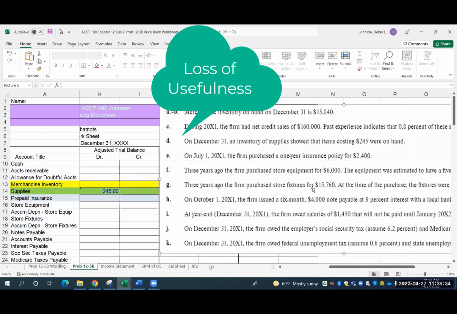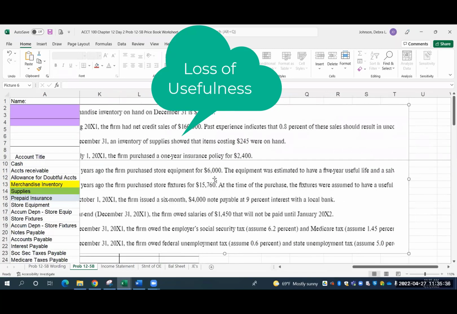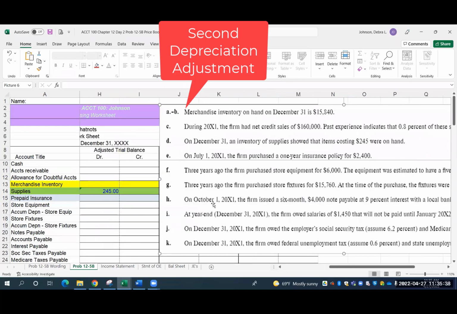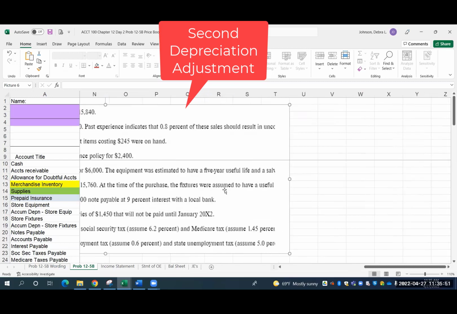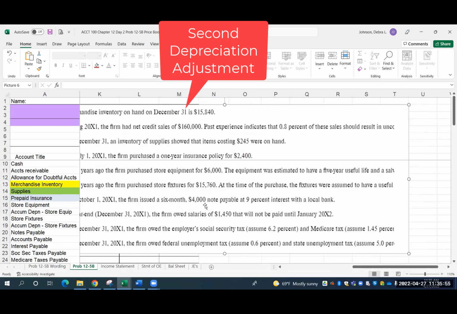And let's go look at G. G talks about another item that the company purchased. 3 years ago, the firm purchased store fixtures this time for $15,760. So they bought it a couple years ago. So they've had it all year. At the time of the purchase, the fixtures were assumed to have, and this is again, because of the way the author formats it, I couldn't copy it all over.